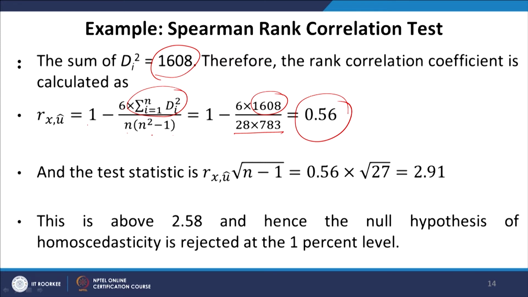So, the test statistic will be the rank correlation coefficient 0.56 multiplied by root over n minus 1. There are 28 countries, so root over n minus 1 is root over 27, and we get a value of 2.91. This is above 2.58 and hence the null hypothesis of homoscedasticity is rejected at the 1% level, and when it is rejected at the 1% level, it is obvious that it will be rejected also at the 5% level.